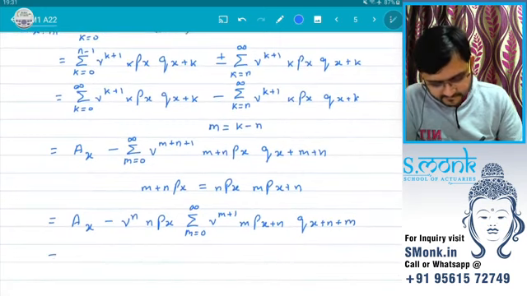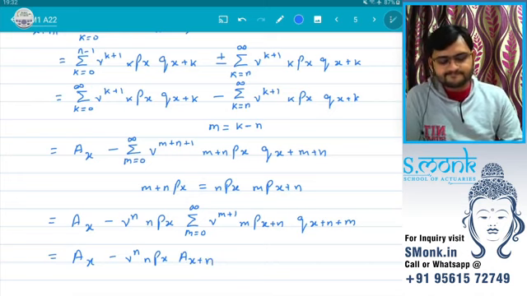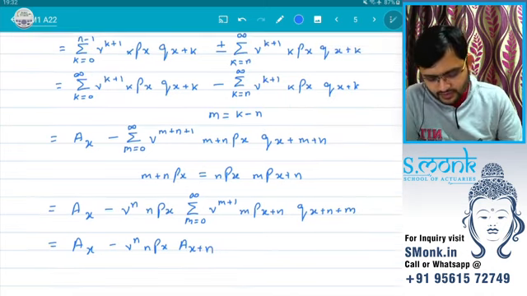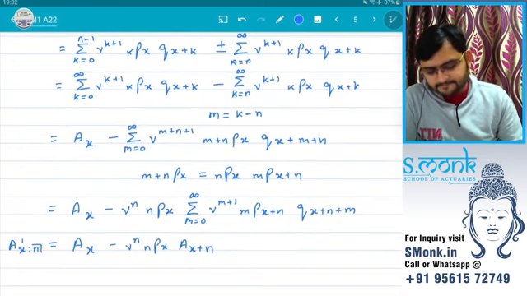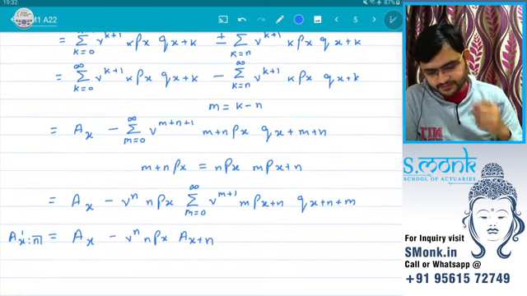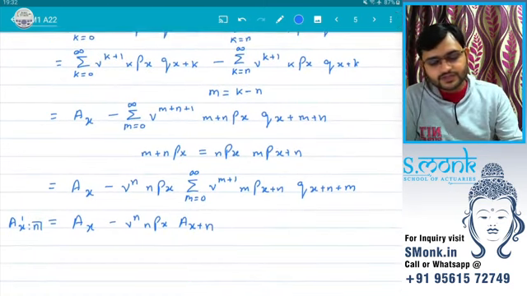So this becomes ax minus v raised to n, npx, a x plus n. This is our formula for A x dash n, term assurance. Very important formula. We'll be using this a lot.